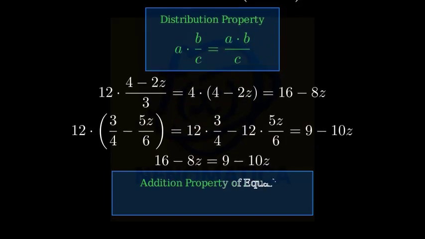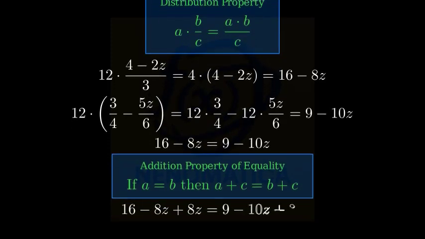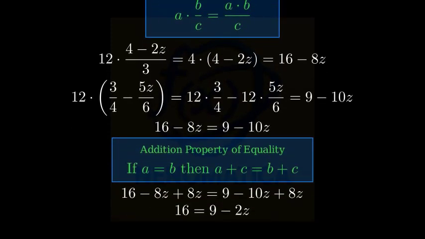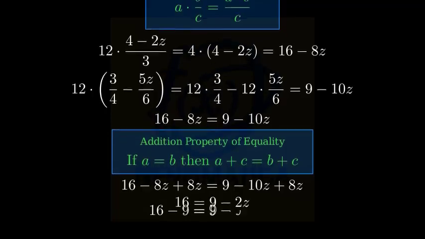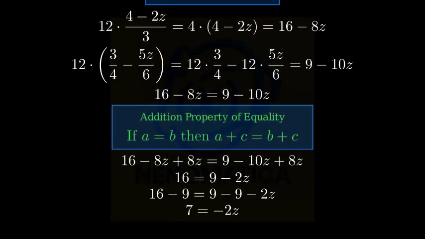Let's move all terms with z to the right side of the equation and all other terms to the left side. We'll add 8z to both sides. This gives us 16 equals 9 minus 10z plus 8z, which simplifies to 16 equals 9 minus 2z. Next, we'll subtract 9 from both sides. This gives us 16 minus 9 equals negative 2z, which simplifies to 7 equals negative 2z.